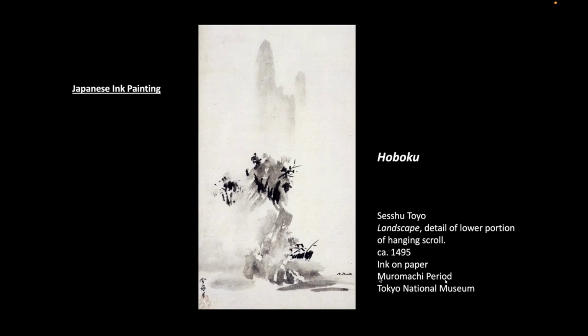And to create something like this, Sesshu Toyo would have to really think about what the image is supposed to be. What am I doing? This is a landscape, so what am I depicting? What kind of landscape? Because with ink, you have to work fairly quickly if you want to move the water around, because it will dry.